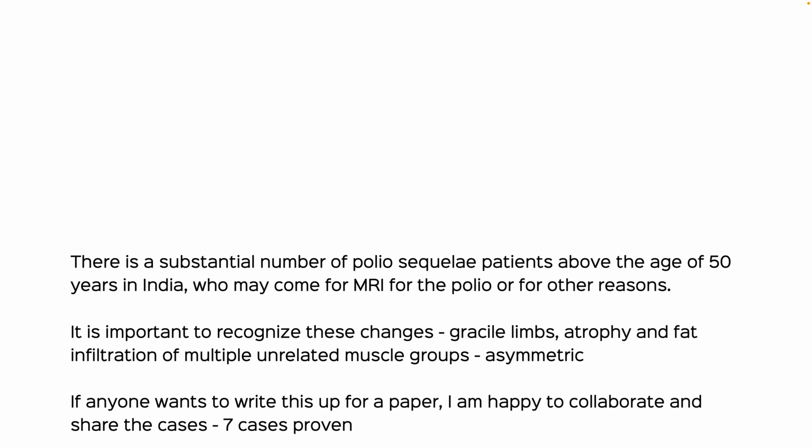who may come for MR for polio or for other reasons. And it is important to recognize these changes: gracile limbs, atrophy, fat infiltration of unrelated muscle groups, because you know how polio occurs, right? Anterior horn cells are affected in an asymmetric manner, and so the nerves that they subtend land up affected, and so we get denervation, flaccid paralysis, and atrophy of the muscle. So it could be any combination of any groups, unlike the genetic and the inflammatory myopathies.